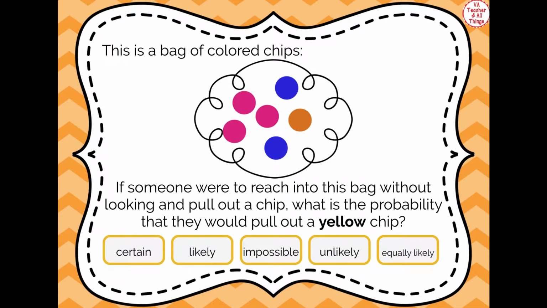This is a bag of colored chips. If someone were to reach into this bag without looking and pull out a chip, what is the probability that they would pull out a yellow chip? Well, I don't know about you, but I don't see any yellow chips at all. So it is definitely impossible.